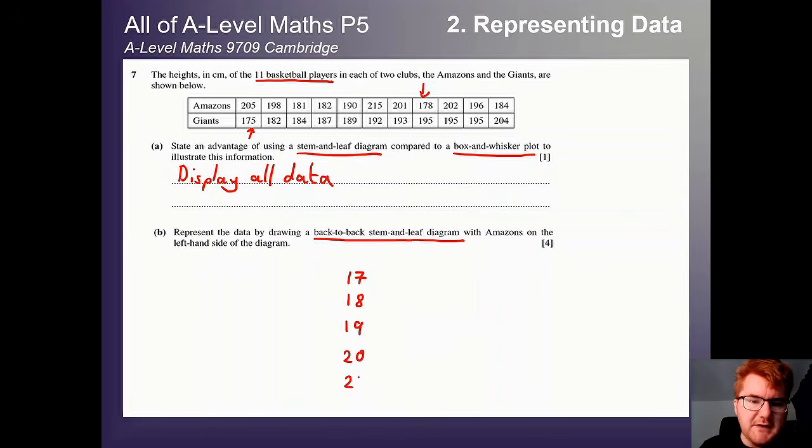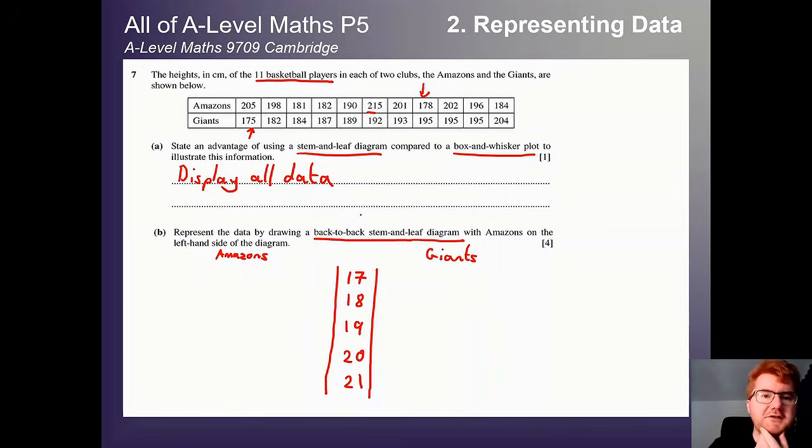We also have a 21 here, the very biggest, at 215 centimeters. That's pretty big for a basketball player, but it can definitely happen. And what we're going to do here is construct our back-to-back stem and leaf. Amazons we want on the left-hand side, so I'm just going to write Amazons to remind myself, and then giants on this side. And now we're going to work outwards.